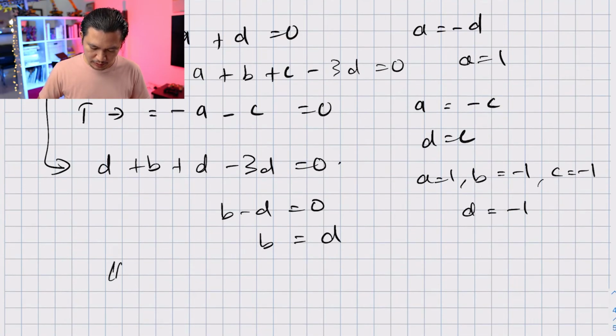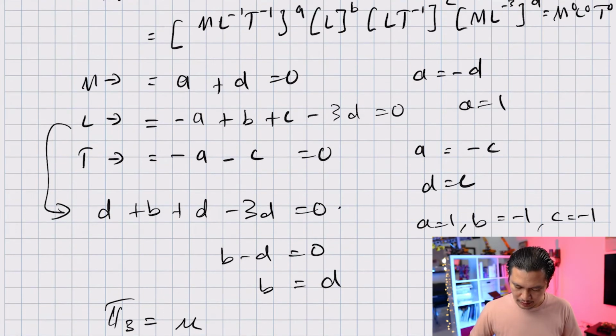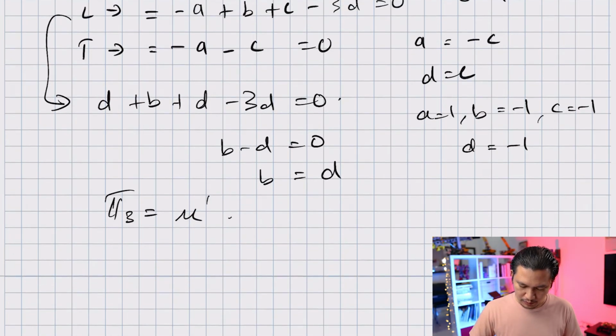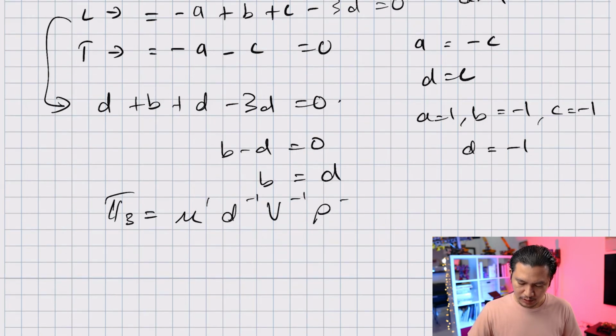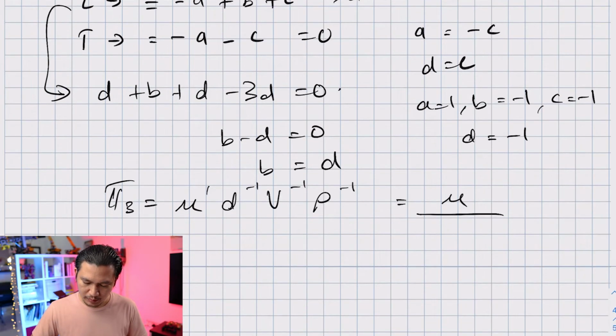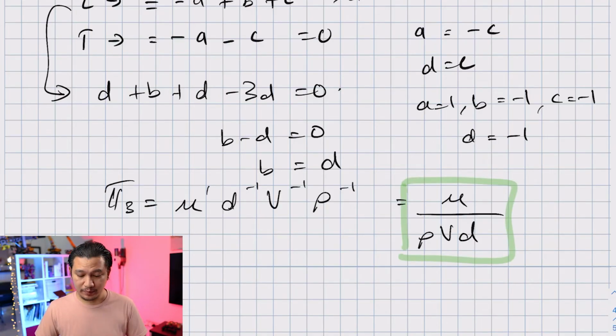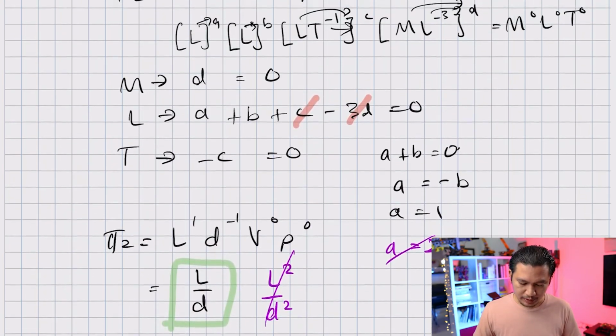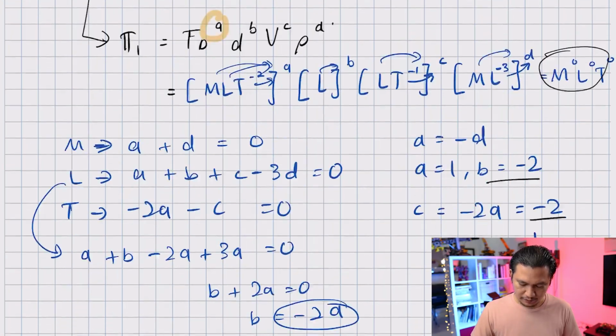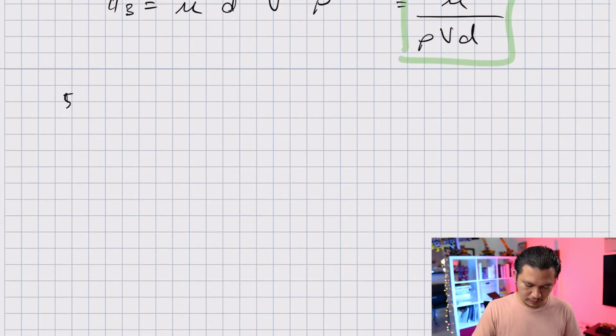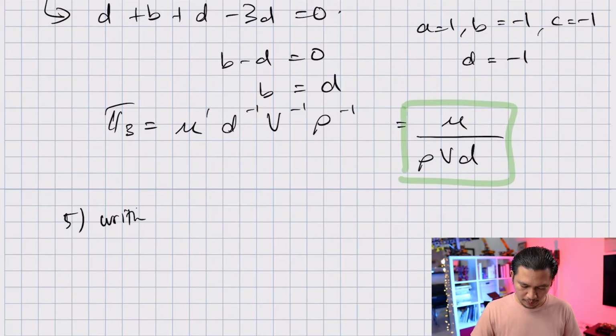So we end up with pi 3 equal to mu to the power of A is 1, D to the power of B is minus 1, V to the power of C is minus 1, and you have here rho to the power of D is also minus 1. And you end up with mu divided by rho times velocity times diameter. So there you go. Pi 1, pi 2, and pi 3 is now done. And the final step is just writing the dimensionless parameters. And that will be step number 5. Writing the dimensionless parameters.